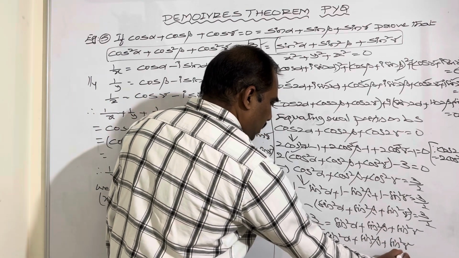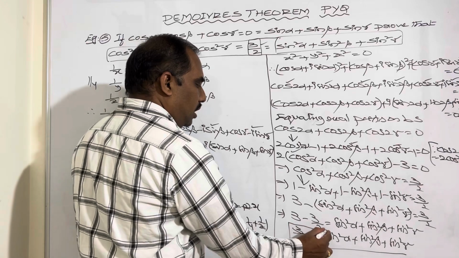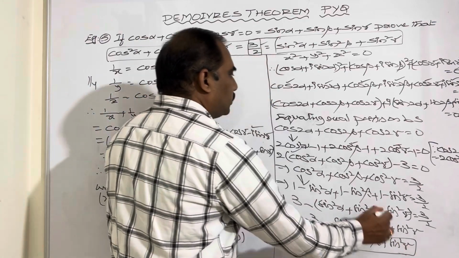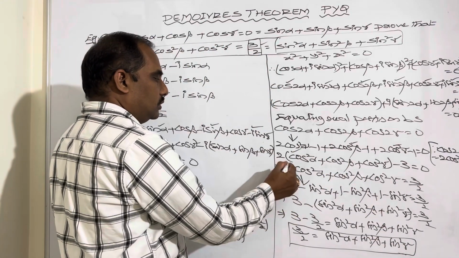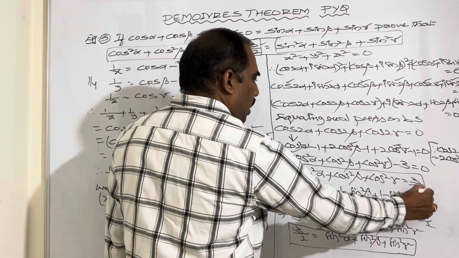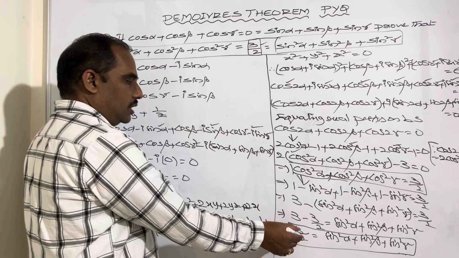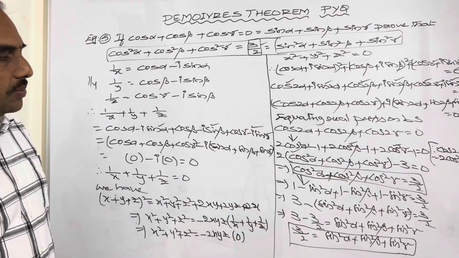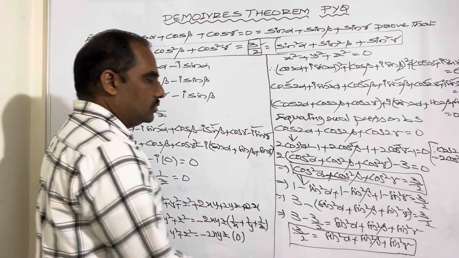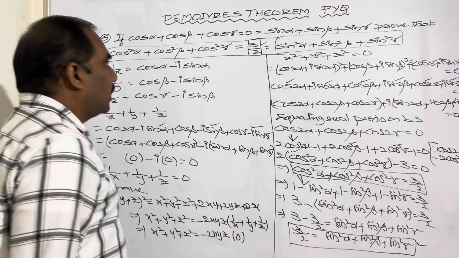So like this we can prove that cos square alpha plus cos square beta plus cos square gamma is equal to 3 by 2, and from this we can prove that sin square alpha plus sin square beta plus sin square gamma is also equal to 3 by 2. Like this we can prove.